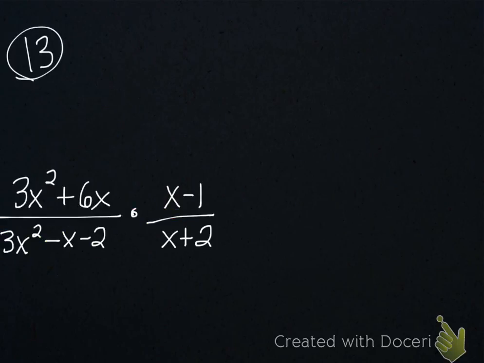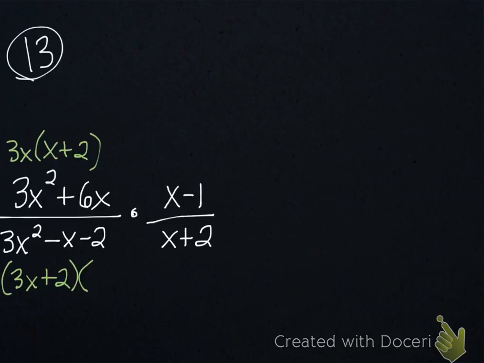Number 13. Numerator of the first fraction. GCF. 3x. What's going to be left? X plus 2. Second. The denominator of the first fraction. Well, that's the same as the denominator from the last problem. So 3x plus 2 times the x minus 1. The second fraction is super easy. So easy it's almost distracting. 2 simplified binomials. They don't even need factoring.